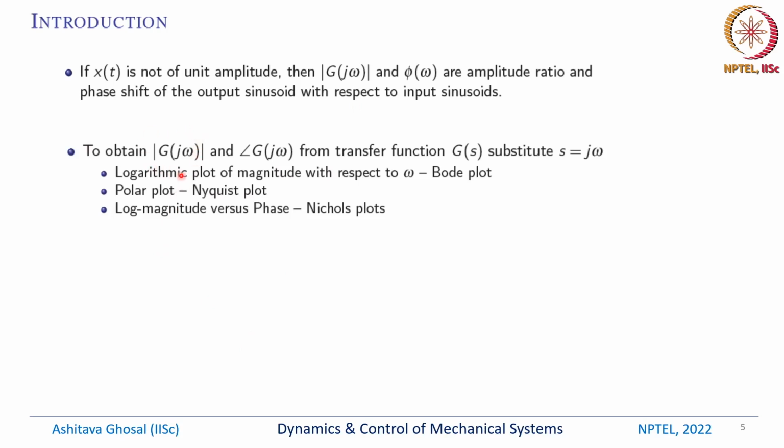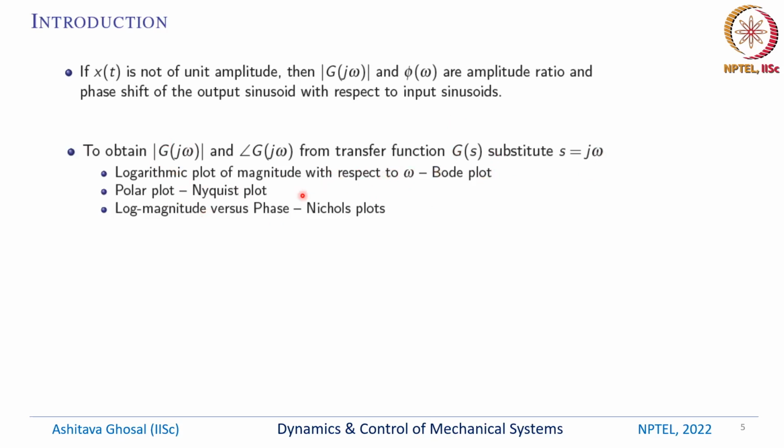To obtain the magnitude of G(j omega) and the angle from the transfer function, it is very simple. We just substitute s equals j omega. The transfer function which was obtained using Laplace transform, if I want to find the amplitude and the phase, then all we do is substitute s as j omega, where j is square root of minus 1. And then we can obtain the magnitude of G(j omega).